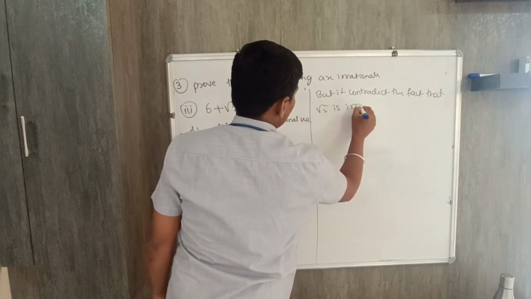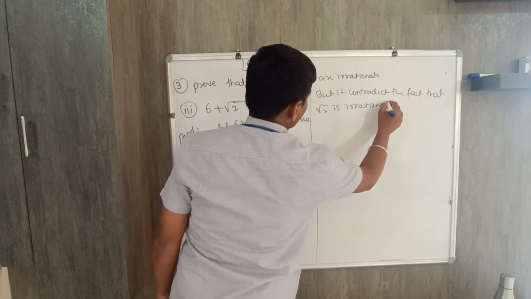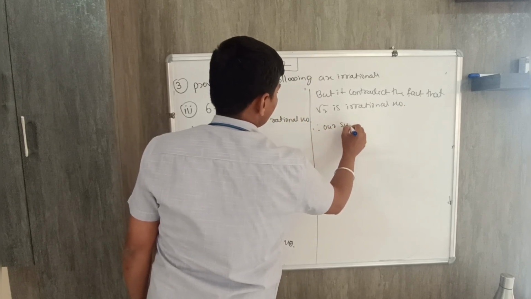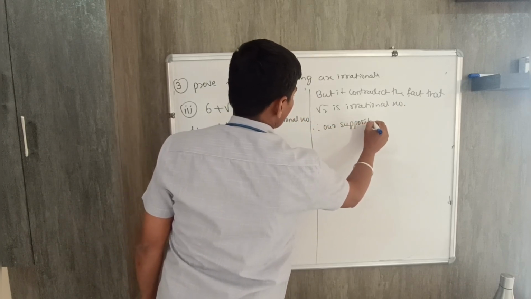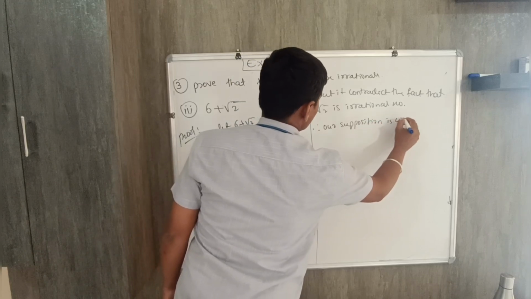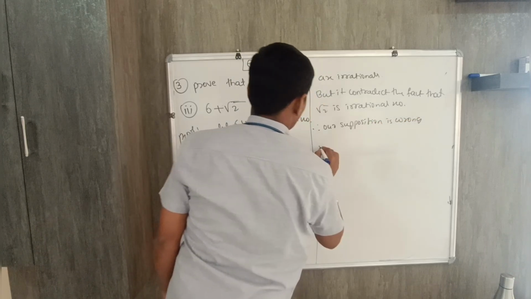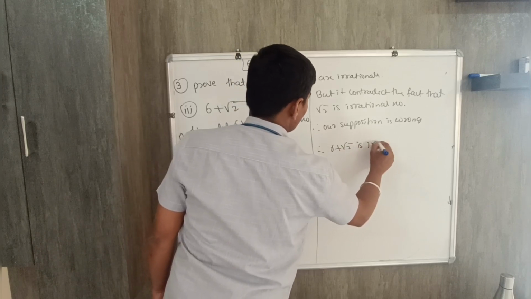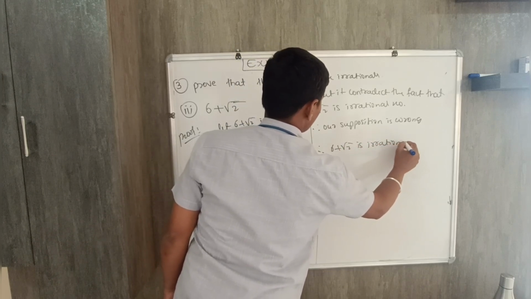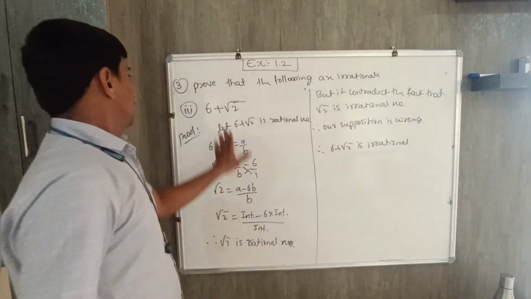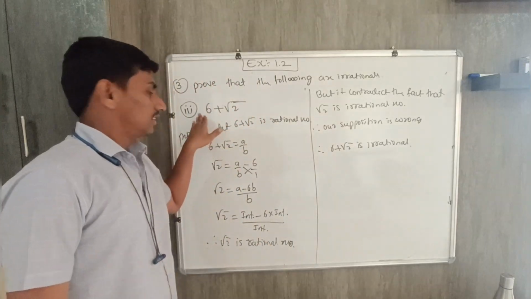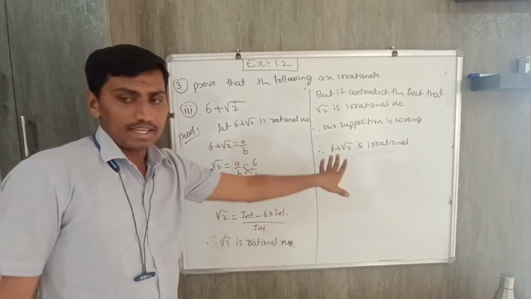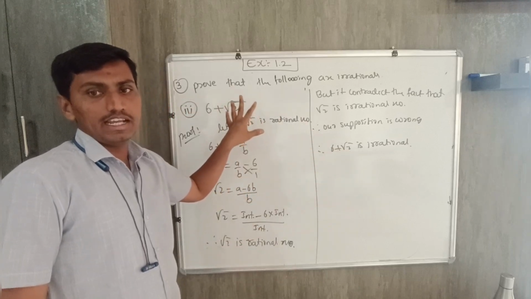Root 2 is an irrational number. Our supposition is wrong. So therefore our supposition is wrong. So 6 plus root 2 is irrational. Okay. So this is the third bit. Third question, 6 plus root 2, to prove it is an irrational number. So this is the real numbers chapter.